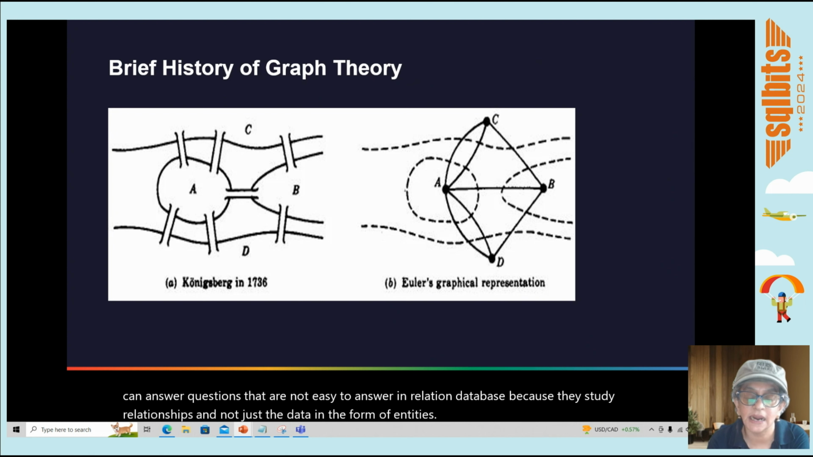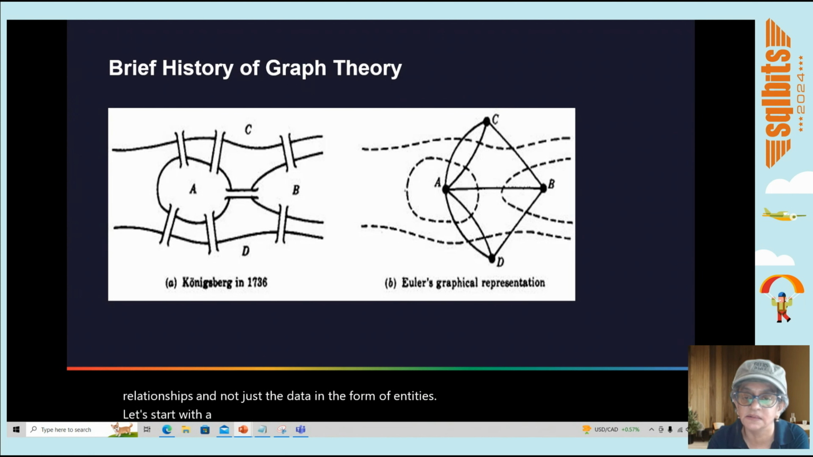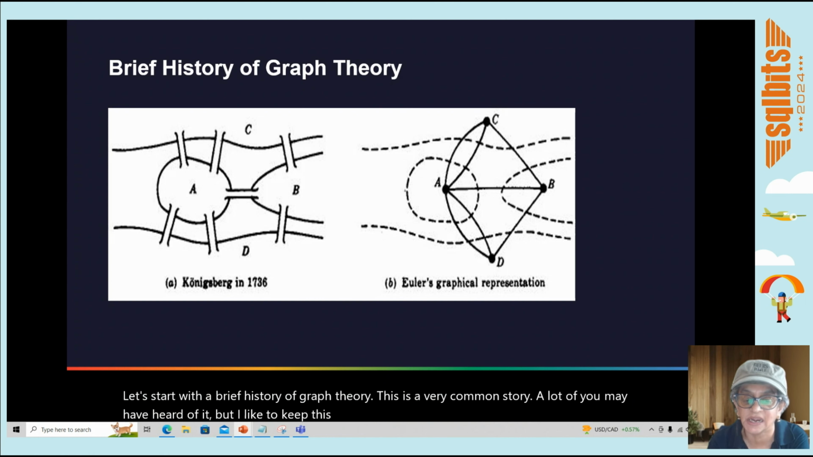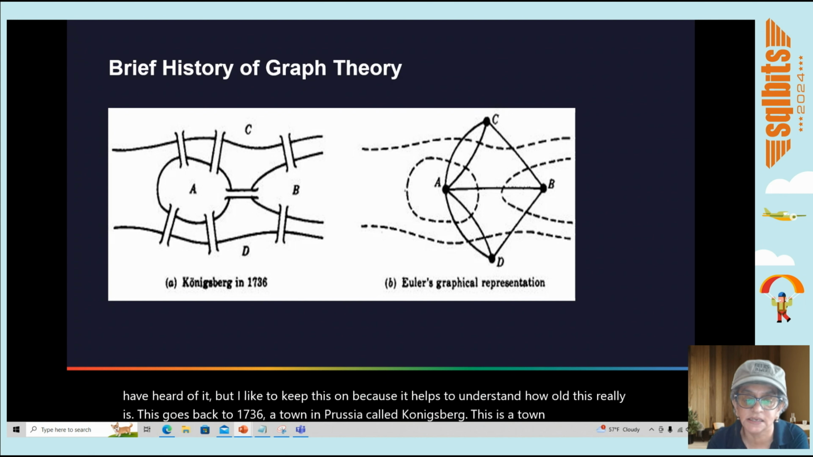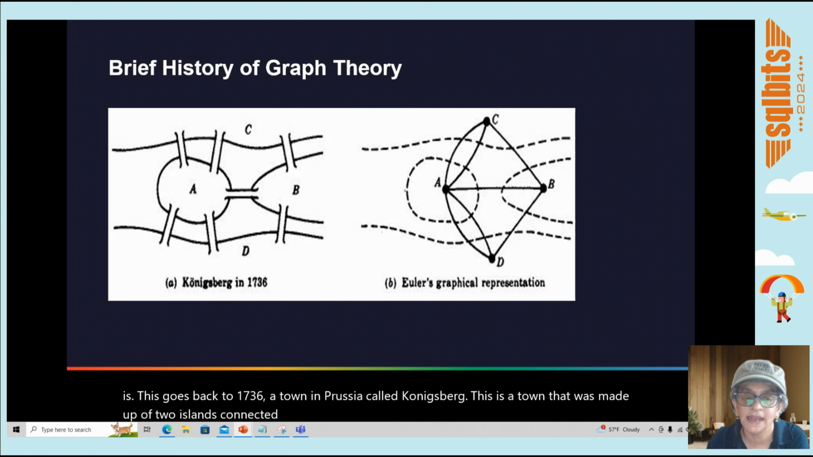Let's start with a brief history of graph theory. This is a very common story. A lot of you may have heard of it, but I like to keep this on because it helps to understand how old this really is. This goes back to 1736, a town in Prussia called Königsberg. This is a town that was made up of two islands connected by 7 bridges, and the mayor of this town had a competition for people to walk around the entire town by crossing a bridge just once.